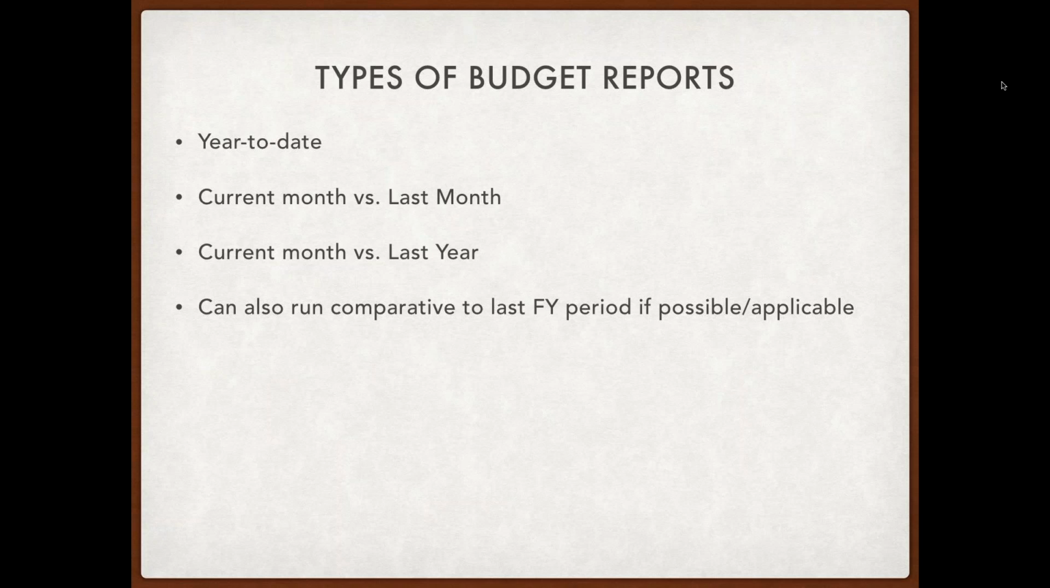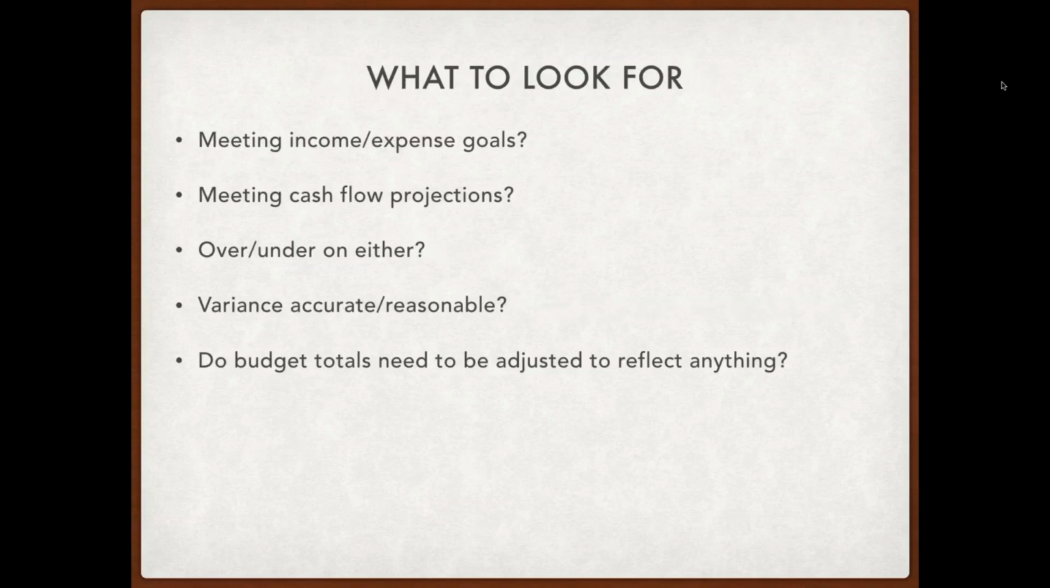Did we perform as expected? How do we do compared to last year? That kind of stuff. So what are you looking for when you report on a budget? You're looking for, are you meeting your income and expense goals? You spent all kinds of time and collaborated with a bunch of people to come up with goals. So are you meeting those goals? Are you also meeting your cash flow projections?